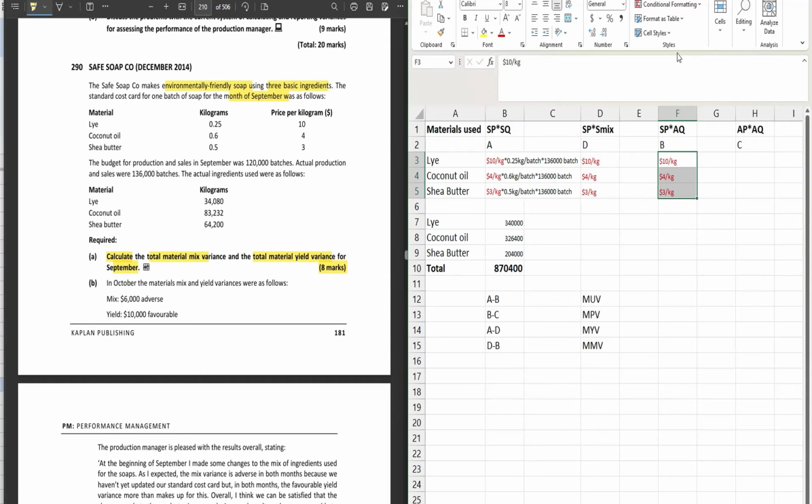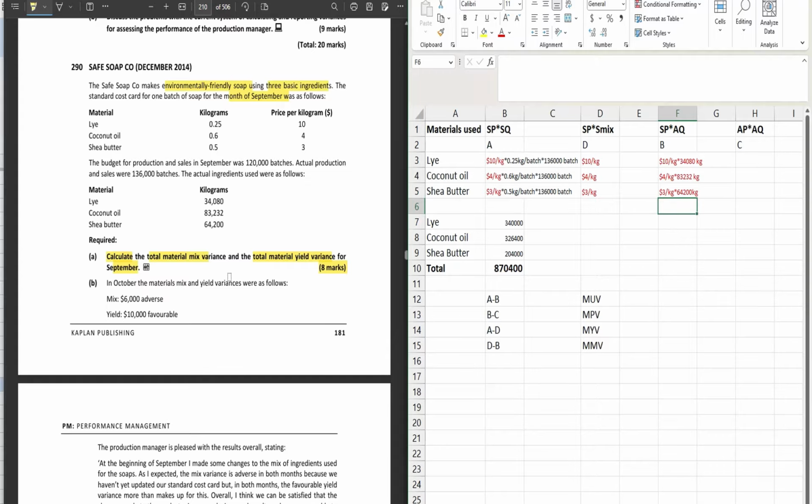Okay. Now actual quantity is already given in the question. So actual quantity used is 34,080 kg for ghee, it's already given, 83,232 kg for coconut oil, and for shea butter it's given 64,200 kg.